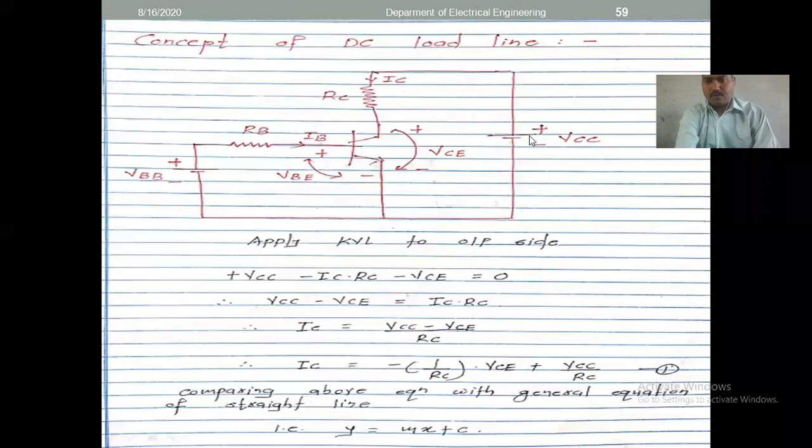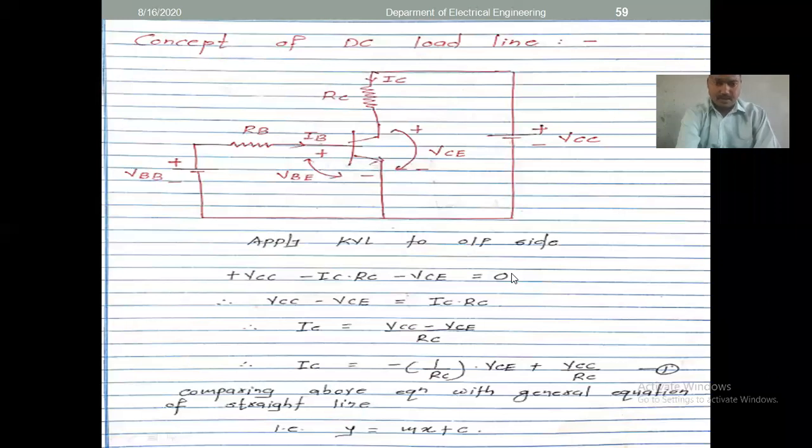So start with plus VCC, which is the positive point, and travel from here. The upper point is plus, the second point is negative. So plus VCC minus IC into RC, where IC into RC is the voltage across it, and the second point is VC. So plus VCC minus IC into RC minus VC is equal to 0.